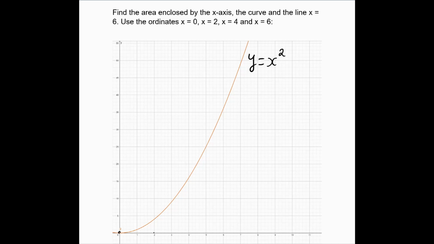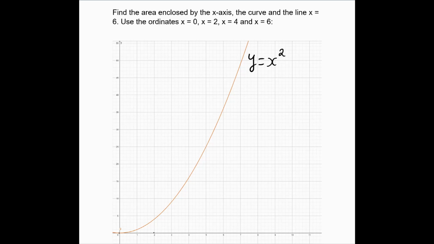So that means it wants the area going from, I'll just shade it in here, it basically wants this shaded area. To do this, we're going to use the trapezium rule, which essentially, at this level, boils down to splitting up the graph into shapes whose areas we can work out. So we want to use the ordinates. Ordinates just means x values: x equals 0, x equals 2, x equals 4, and x equals 6.